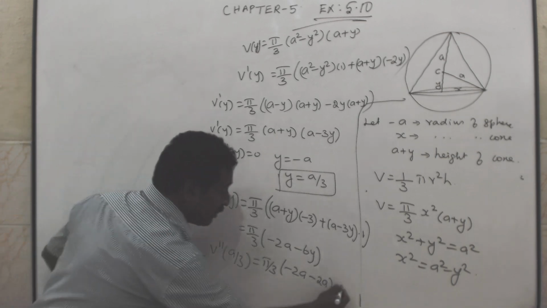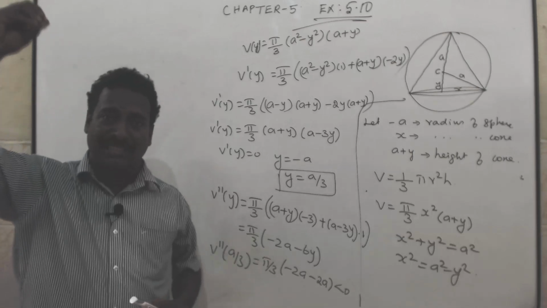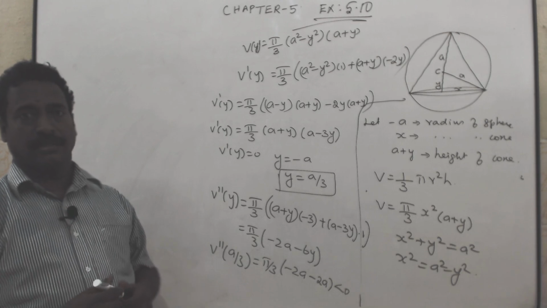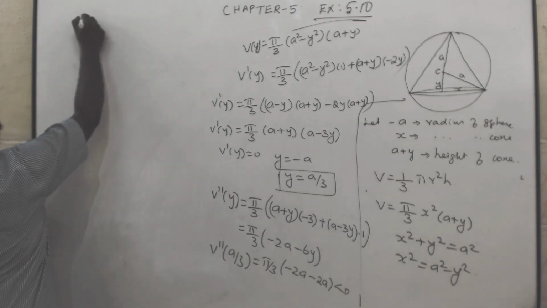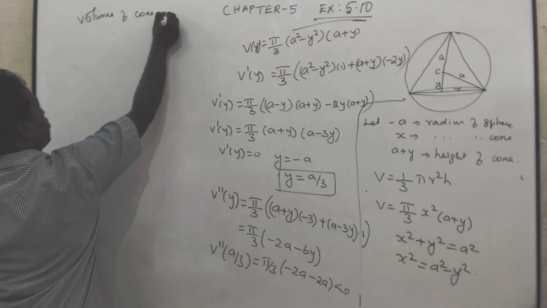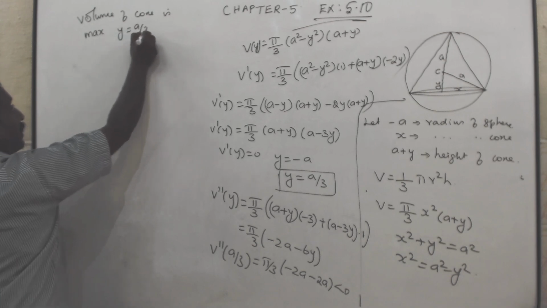Negative. What is the meaning of negative? Volume is largest, maximum, greatest. You can use any word. Therefore, the volume of the cone is maximum when y is equal to a by 3.